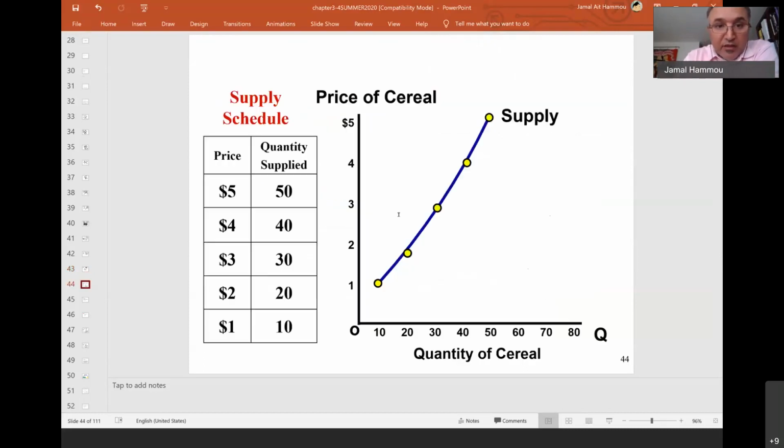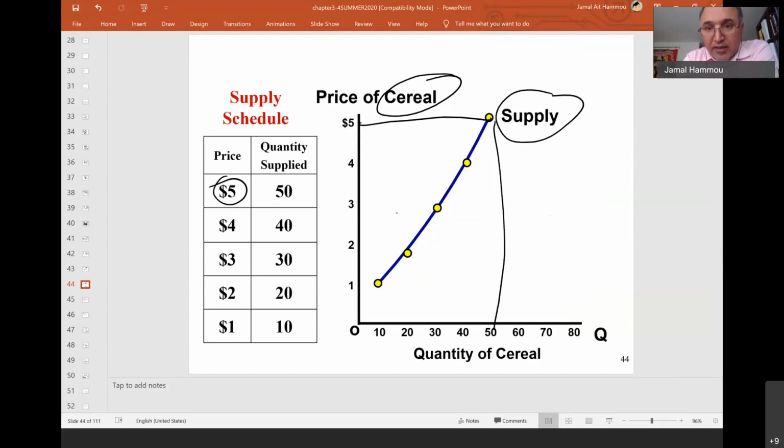Okay, so look at this. Here is the same market we talked about on the demand side. We're going to talk about the market for cereal. There are companies that produce cereal and companies that sell the cereal. We call them suppliers, or the supply side. At the price of 5, the quantity supplied is 50. So at every price, I have a specific quantity supplied.